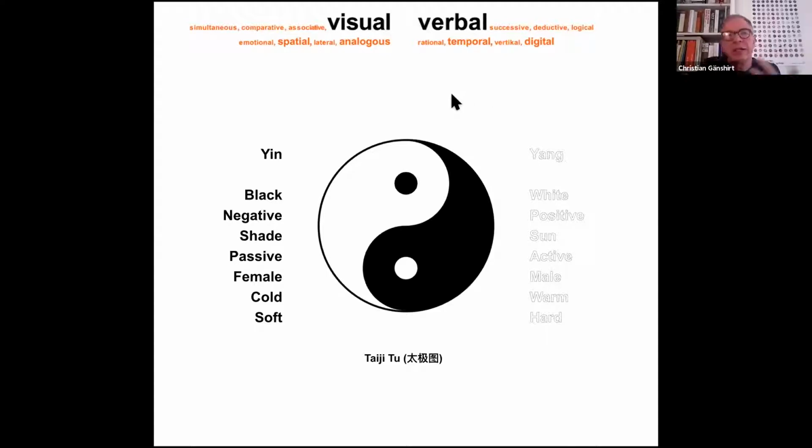In the traditional Chinese understanding, dualities can be treated like yin and yang. So they can be connected and they can complement each other, and they also can contain each other. And I think that's the way we should think about design tools as well. So we should use visual and verbal tools in a complementary way, not using one or the other, but rather using both together.